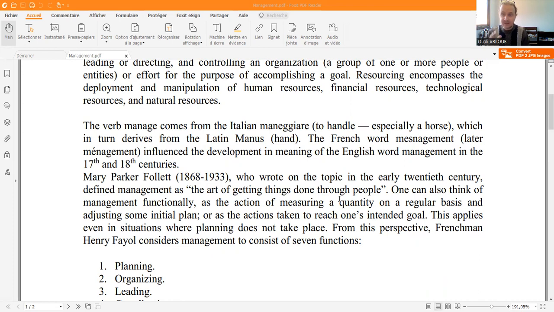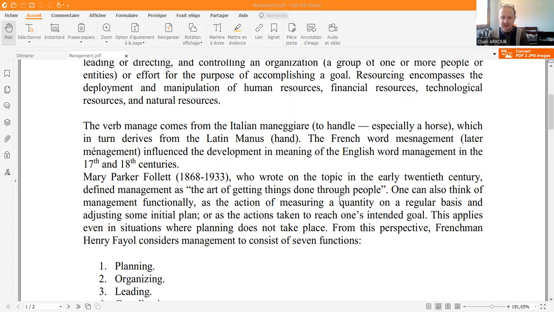She wrote on the topic in this field in the early 20th century, and defined management as the art of getting things done through people. One can also think of management functionally as the action of measuring a quantity on a regular basis and adjusting some initial plan. For us, the actions taken to reach one intended goal or to reach enterprises or corporation or organization goal.